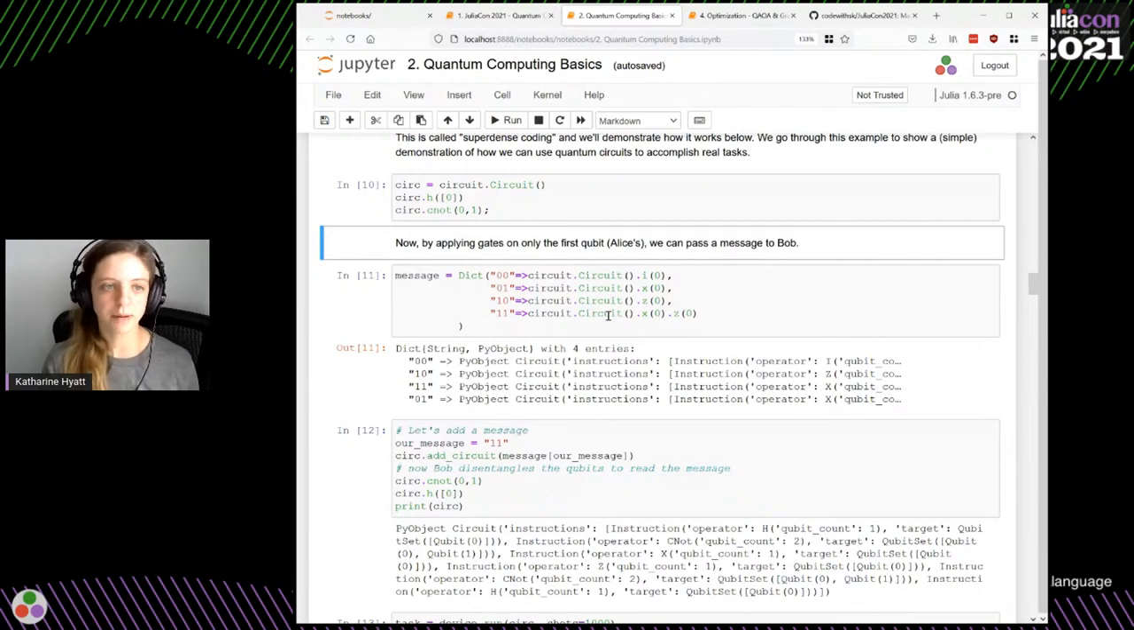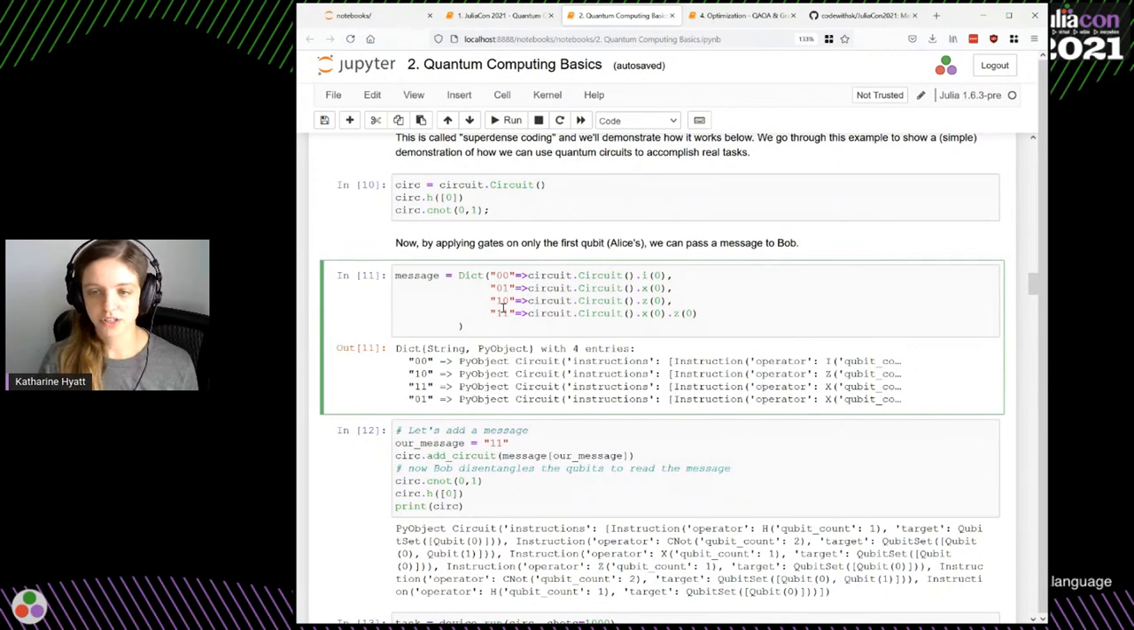And this is all possible only by making changes to the first qubit that Alice had possession of when she was separated from Bob. There are four possible messages we can send: 00, 01, 10, and 11. Each of them has a different set of operations we'll perform only on Alice's qubit. You can see each one has a different circuit associated with it: either the identity, X on the first qubit, Z on the first qubit, or X and then Z on the first qubit. And the claim is, by making a measurement at the end of the day, Bob will be able to tell what message Alice intended to send.